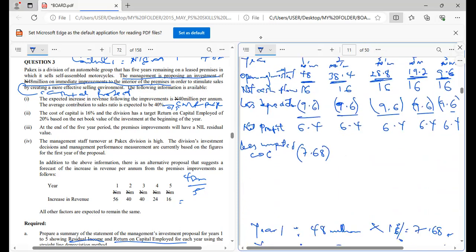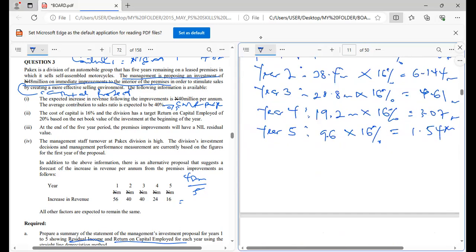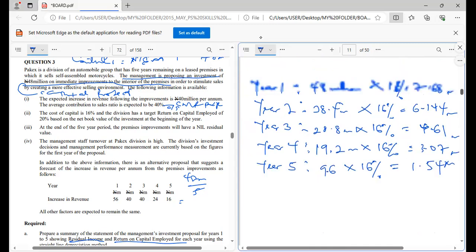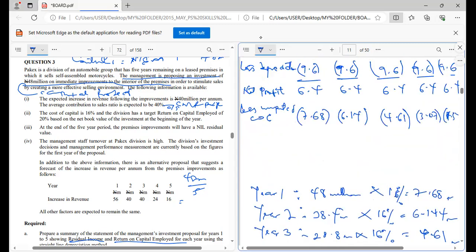So you can give me the figure now. 7.68, 6.14. Hold on, 7.68. Oh, I'm repeating. You've done that. The next one, 6.14. Go on. 4.61. 3.07. Then 1.54. Is it 4.54 or 1.54? 1.54. All right.